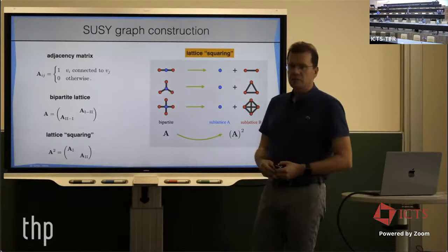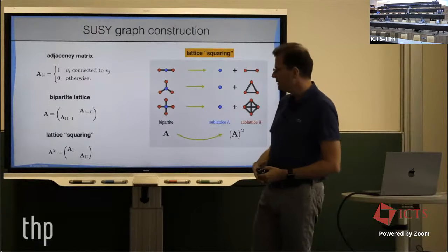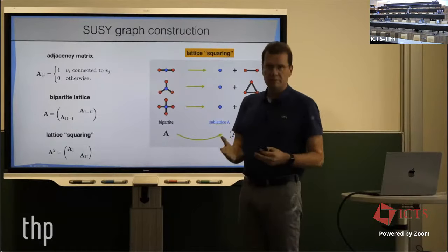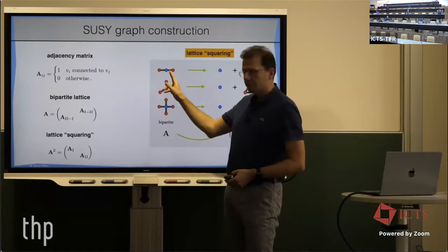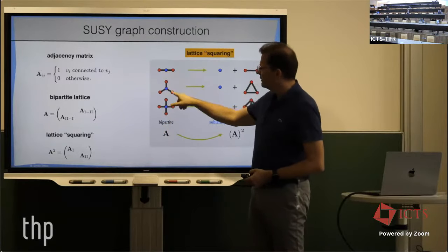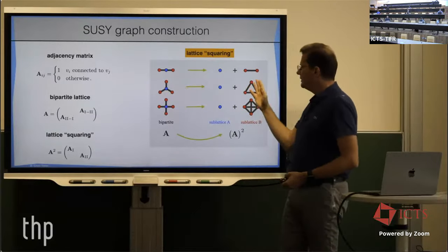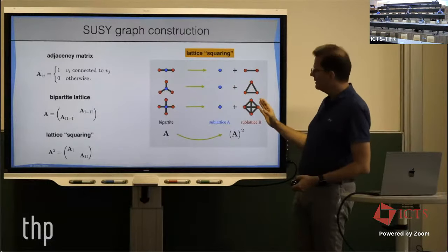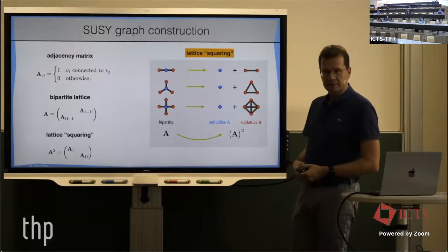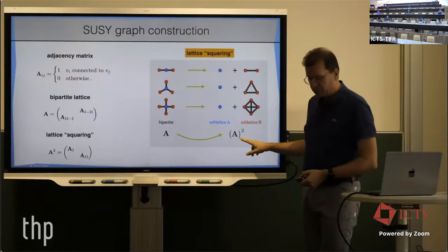So this allows us to describe lattice squaring in terms of adjacency matrices, also in a graphical representation. So if I have a bipartite lattice with a red and a blue sublattice, I can take these different features within the lattice: a fully connected site, three fully connected sites, four fully connected sites. If I square them, what I will actually end up with is that I decompose the two sublattices, and what I get in the red sublattice in this particular example is a bond, a triangle, a fully connected square, which is associated with the matrix square of the adjacency matrix.